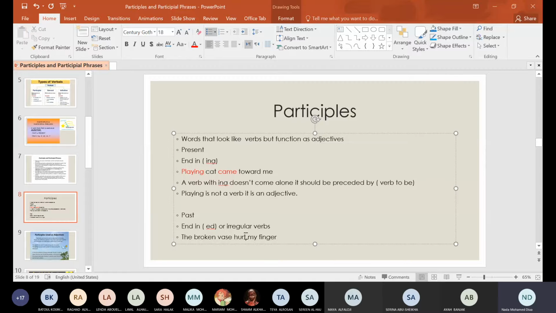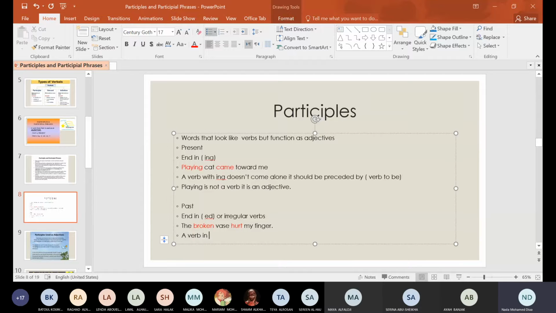Okay, where are the verbs here? I have broken and I have hurt. Hurt is the verb. What is broken doing here? Broken is an adjective. Yes, a verb in the third form should be preceded by a verb to have.